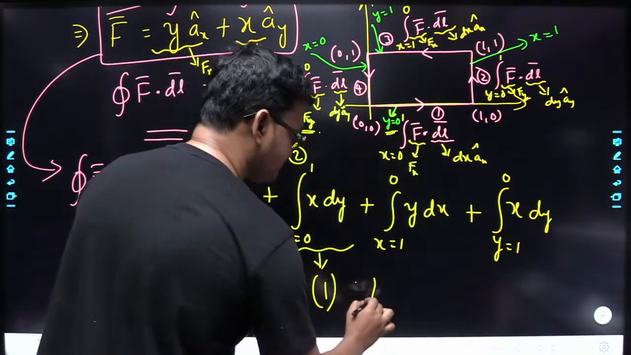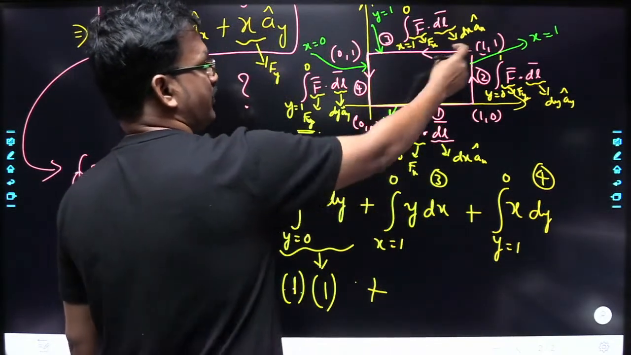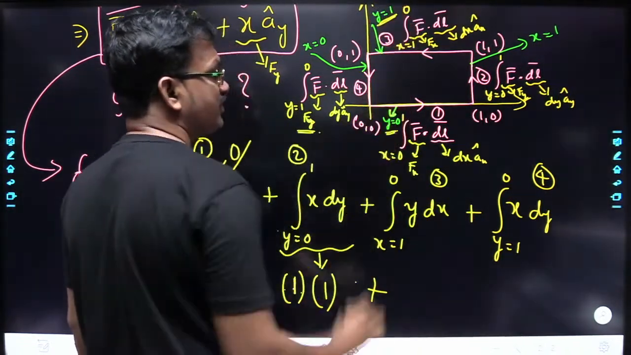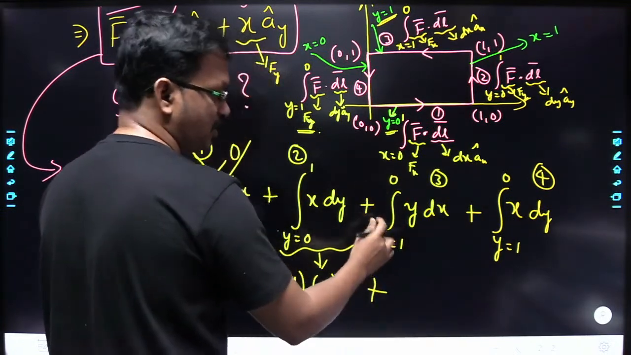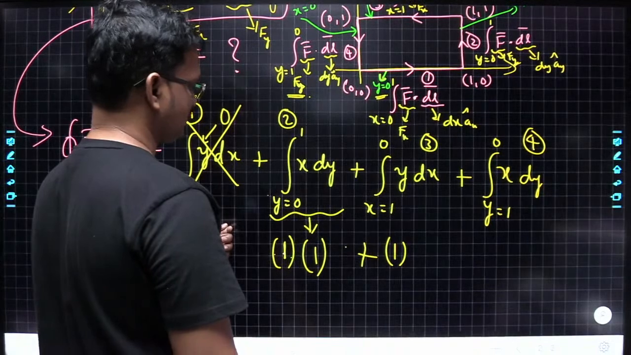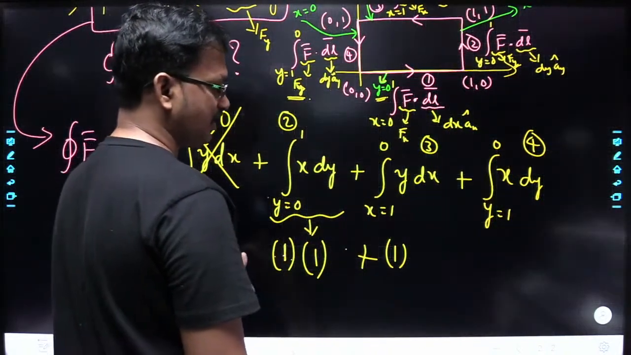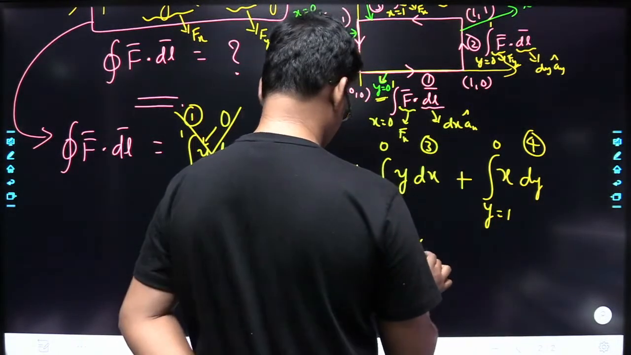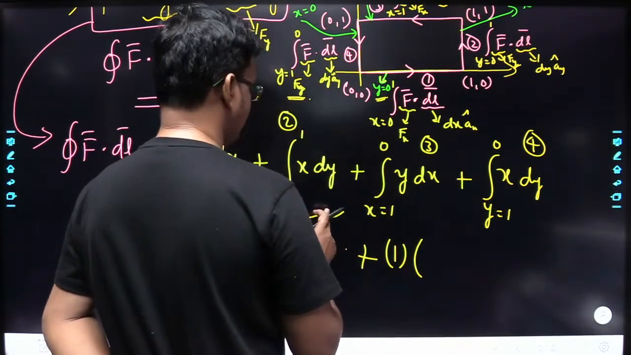1 into 1, plus. Now this is along the third path and this is along the fourth path. Along this third path, what is the value of y along this line? Value of y is equal to 1. Now you are integrating with respect to x, so y is constant with respect to x. Take y out of the integration and substitute the value of y, which is 1. Integral dx is nothing but x. If you substitute the range, what are you getting here?